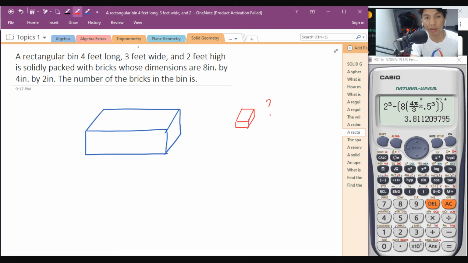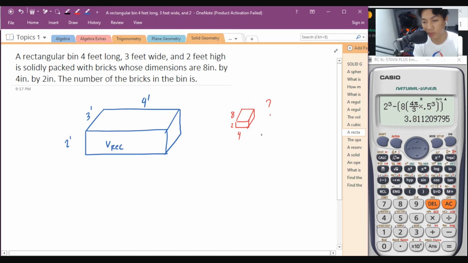Okay. Meron tayong brick, this is 8 inch, 8 by 2 by 4. Ayan. Ang sukat naman nung rectangular bin ay 4 feet by 3 feet by 2 feet. Hanapin ko daw yung value nito. Kunin ko muna yung volume nito. Nung prism, rectangular, as volume ng cube. Nung isa, brick.